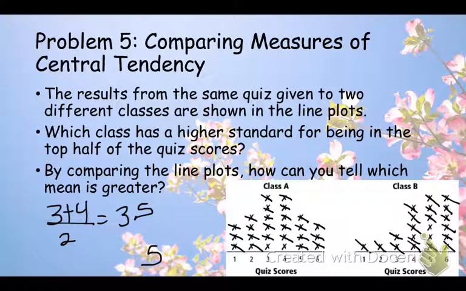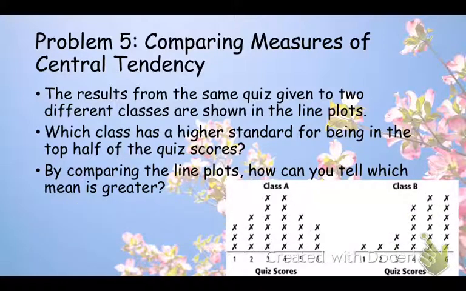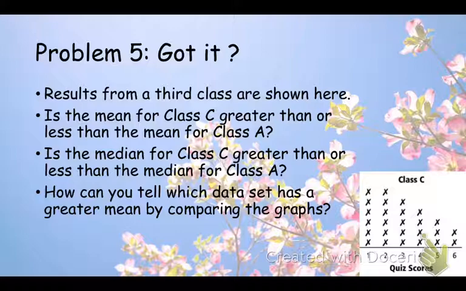And as we compare, like I said earlier, as we compare the graphs themselves, the data for class B is shifted to the right when compared to the data for class A, so the mean should be greater. Go ahead and take a look at the got it, and when you are ready to check your answer, please resume your video.